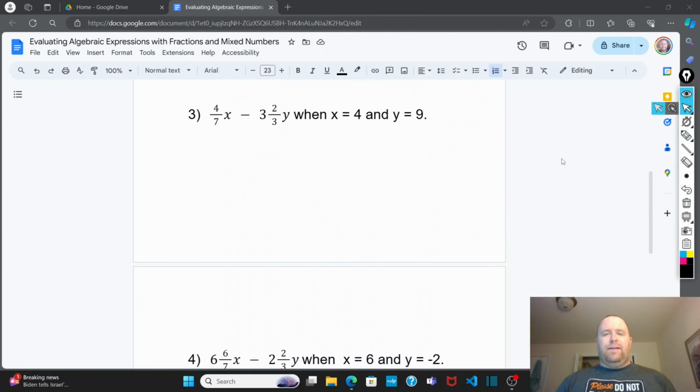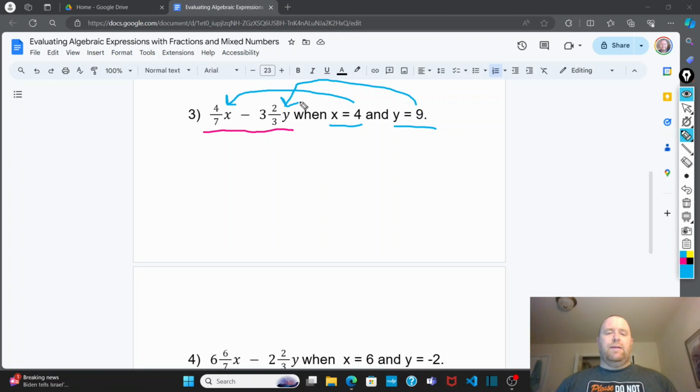Okay, this next one we have 4/7 x minus 3 2/3 y. So we have a mixed number, and we're evaluating when x equals 4 and y equals 9. So I can write this as 4 over 1, and this is 9 over 1. We'll put the 4 here, and we'll put the 9 here.